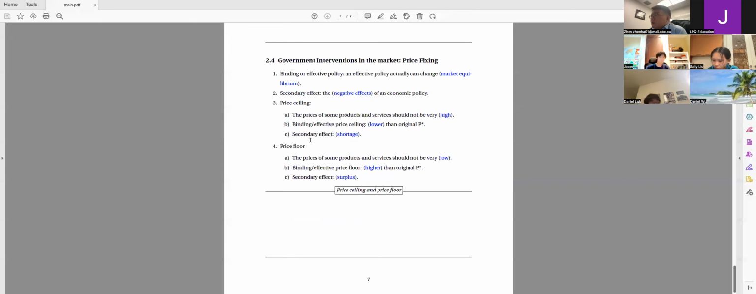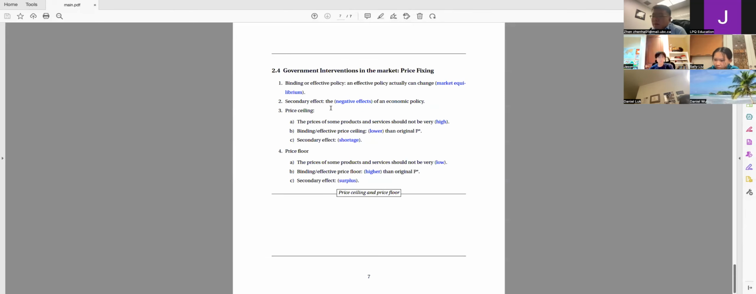Okay, let's move on. The very last topic of notes number 2 is called the governmental price fixing policy. Last Sunday, we learned the supply demand model. Maybe the most important thing is we use a supply curve and the demand curve to find out where the equilibrium price is, right?